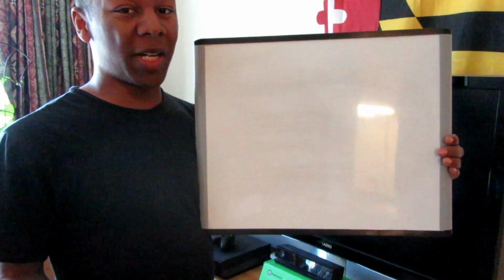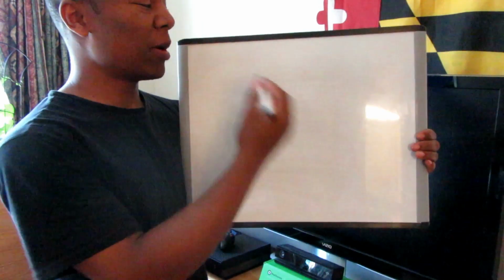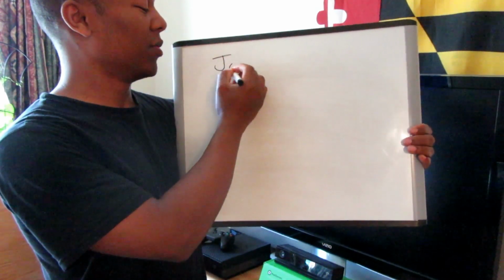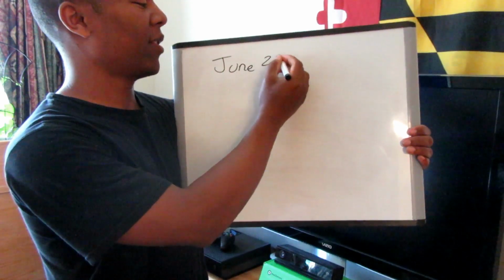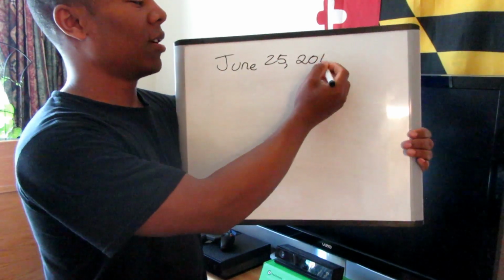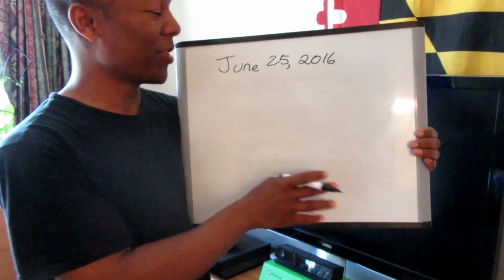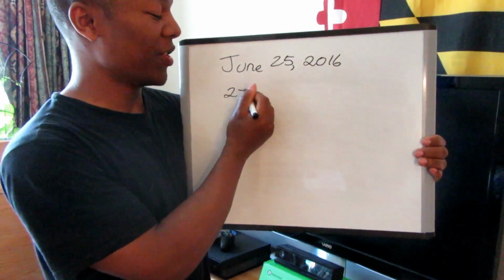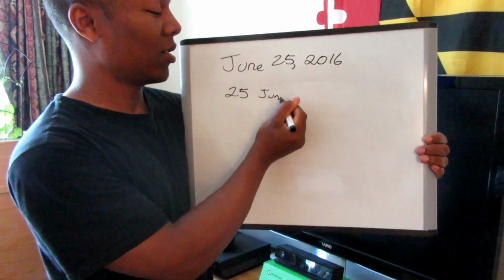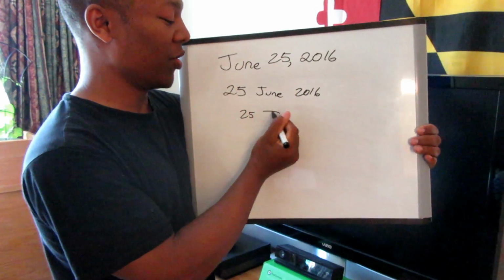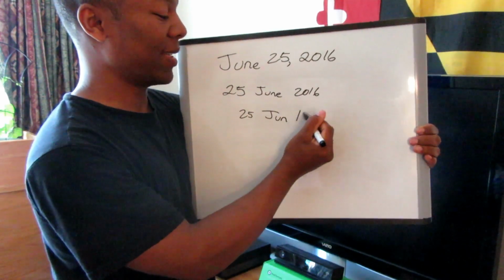Another weird detail about the military is we write our dates a lot differently than usual. I remember in grade school, you would write June 25th, 2016. In the military, we don't write it like that at all. There's no commas. There's nothing, like the order is different. We would say 25 June 2016 or 25 June, just short 16.